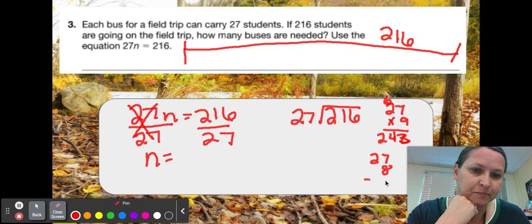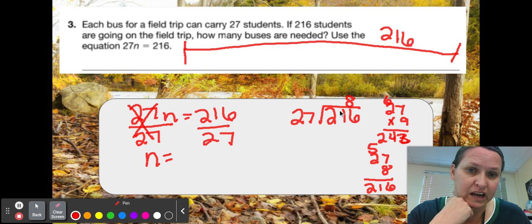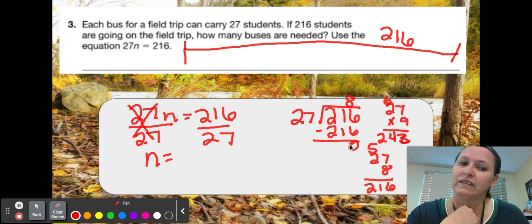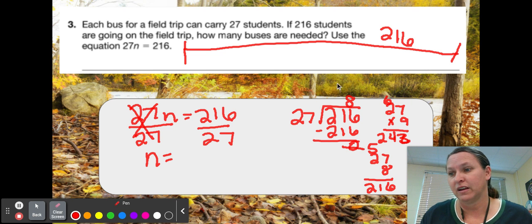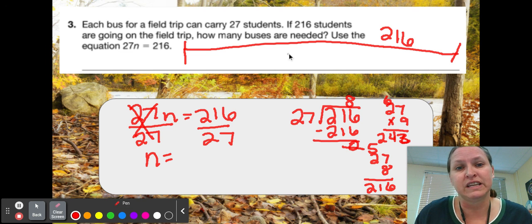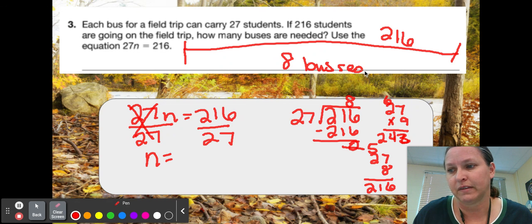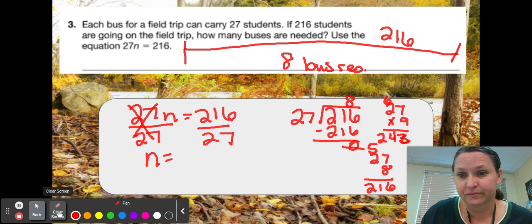27 times 8. 8 times 7 is 56. 2 times 8 is 16, plus 5 is 21. So my answer right here would be 8. 8 times 27 is 216. 216 minus itself would give me 0. So I would need to have 8 buses to get to wherever this field trip is.